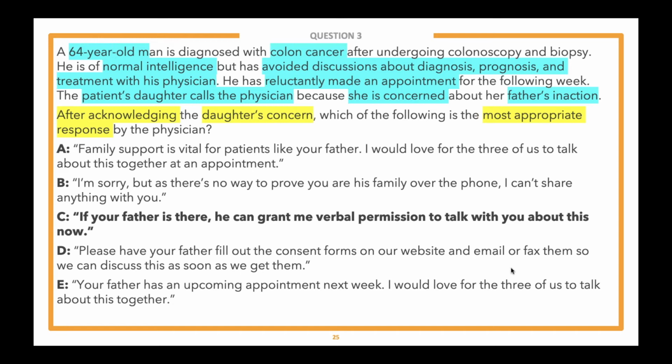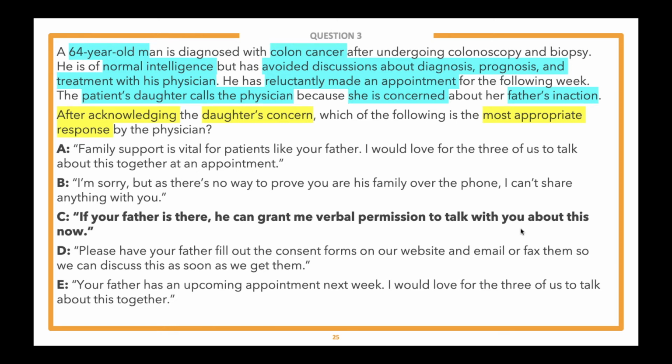Answer choice B. This is actually not true. There are ways of asking simple verifying questions to confirm the identity of the father over the phone. And then he could grant permission to the physician to speak to his daughter. So that's actually not true.